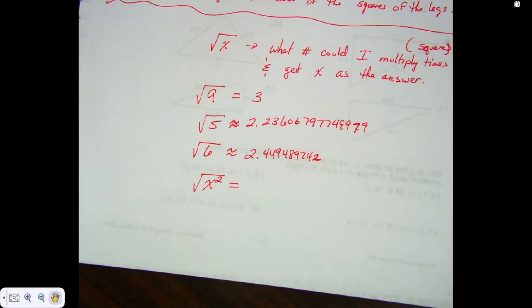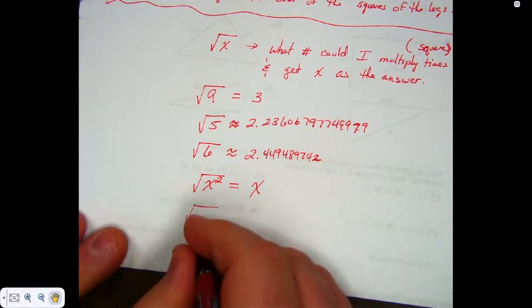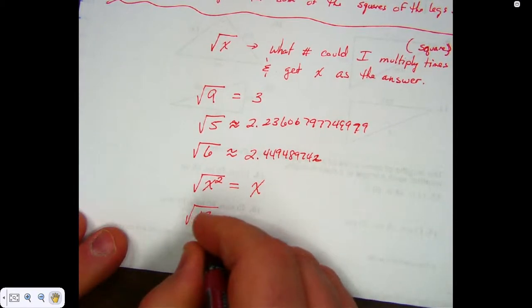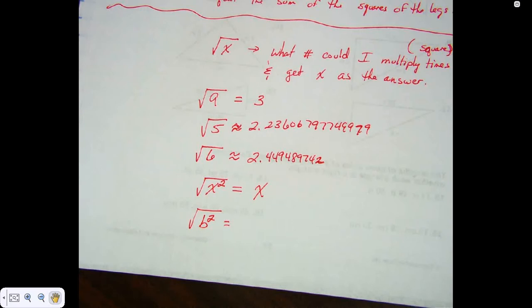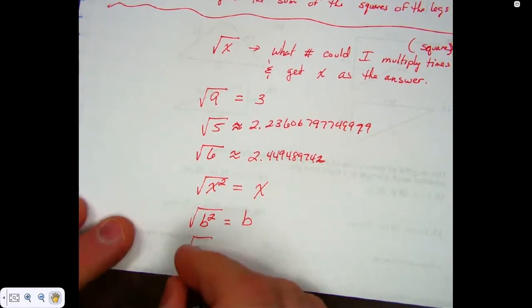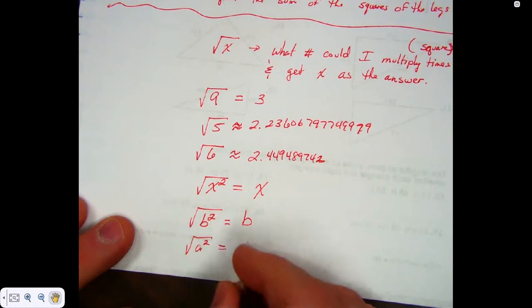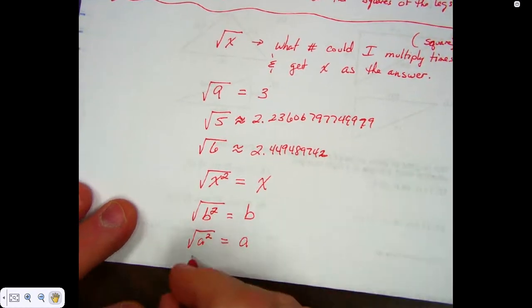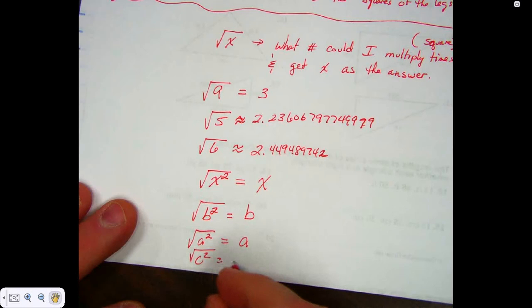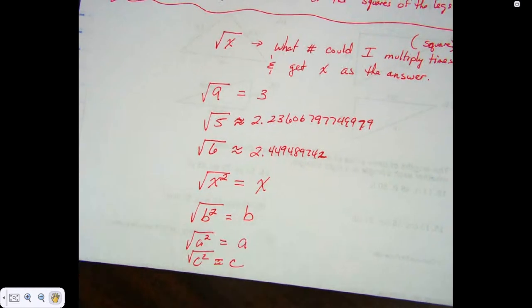What number could I square and get x squared as the answer? It'd be x. Yes, that number which is represented by x. Very good. Or if I had square root of b squared, what do you think would be the answer there? Very good. Or if I had square root of a squared, what do you think the answer would be? You guys are awesome. Square root of c squared, what would be the answer there? C.